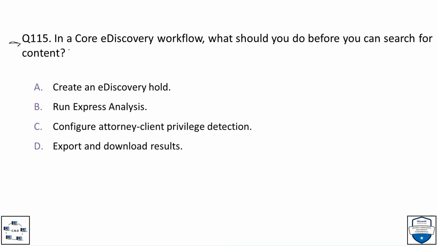Question number 115, in a core e-discovery workflow, what should you do before you can search for content? Option A, create an e-discovery hold. Option B, run express analysis. Option C, configure attorney client privilege detection. And option D, export and download results. And the correct option is option A, create an e-discovery hold.